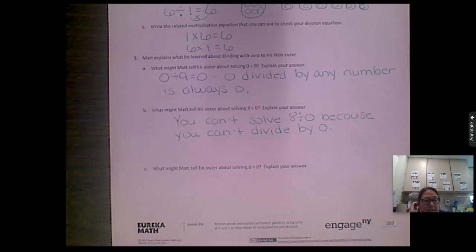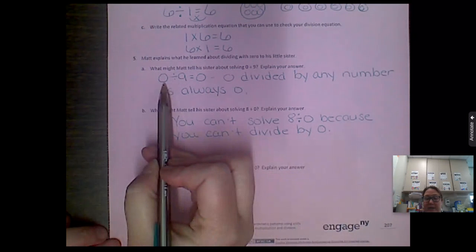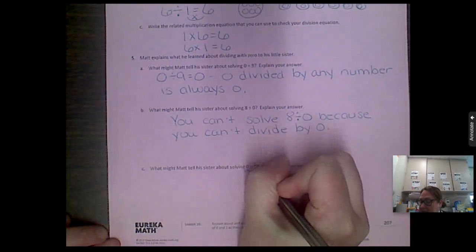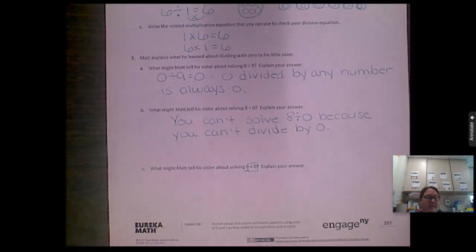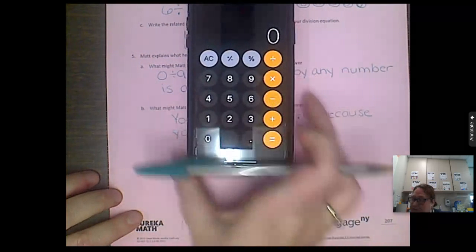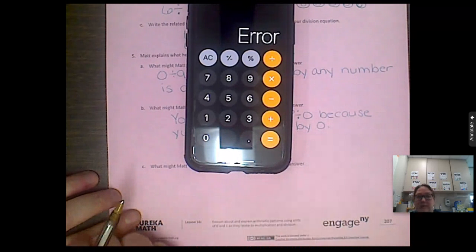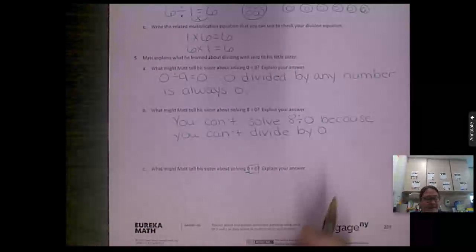I'm going to look at C. What might Matt tell his sister about solving 0 divided by 0? Explain. Can we do 0 divided by 0? It's starting with a 0, which we said we can do, right? Because we have 0 divided by 9 equals 0. But it's 0 divided by 0. So we're dividing by 0. Can we do it? No, because you can't divide by 0. Let's try it on the calculator. Okay, let's pull it up. So we've got, that one is 0 divided by 0 equals error. You can't do it. Okay, so we can't do 0 divided by 0 because it is dividing by 0.